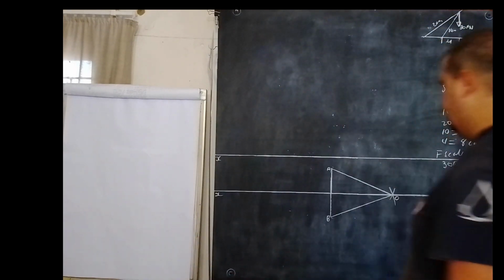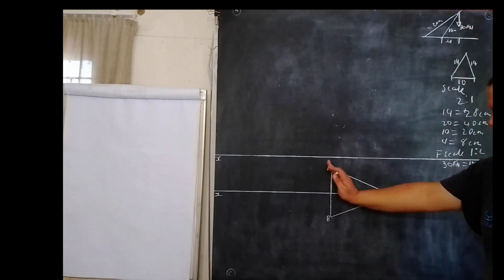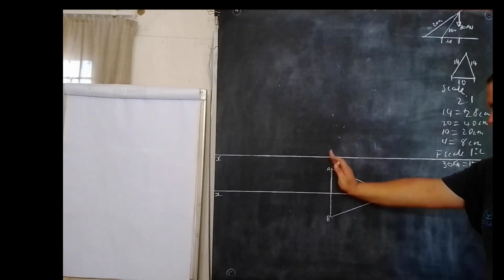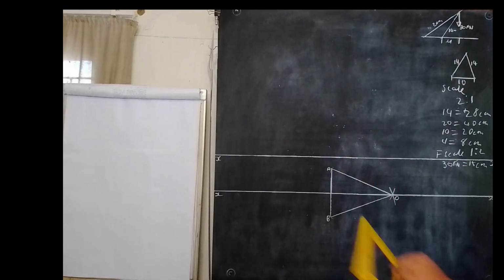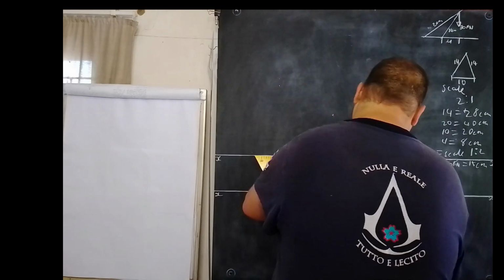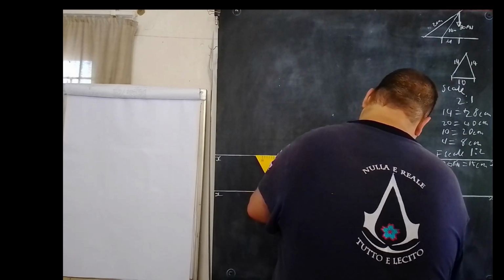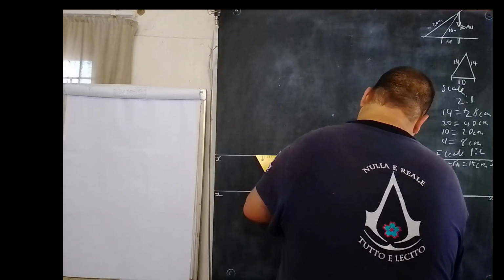Now what we have to do is project A and B up. We've got to project A and B, AB up, and O up. We've got to project them. So let's project.